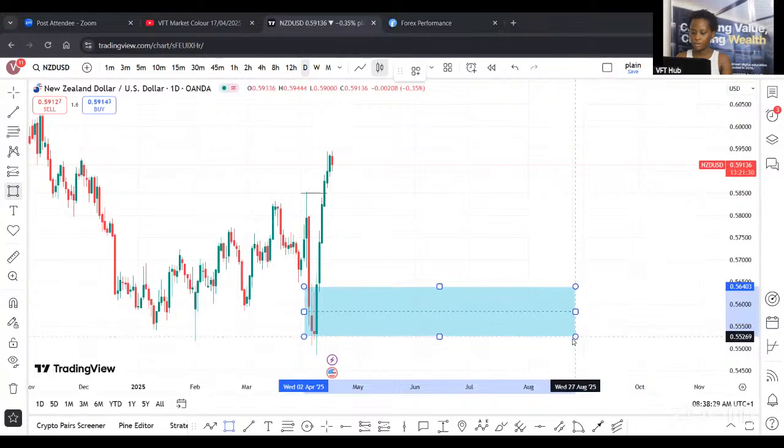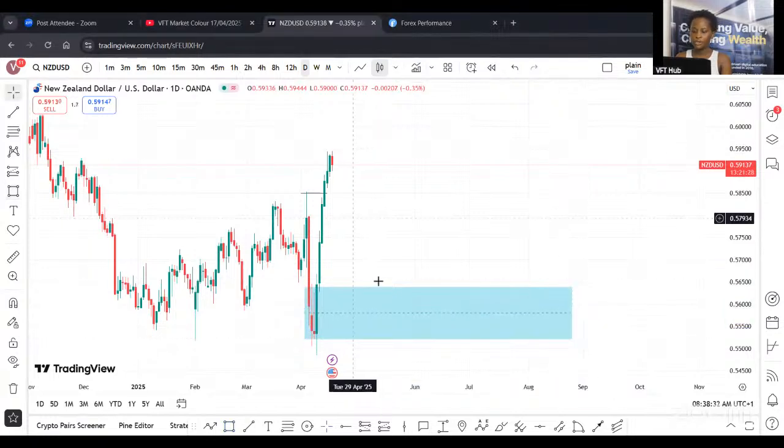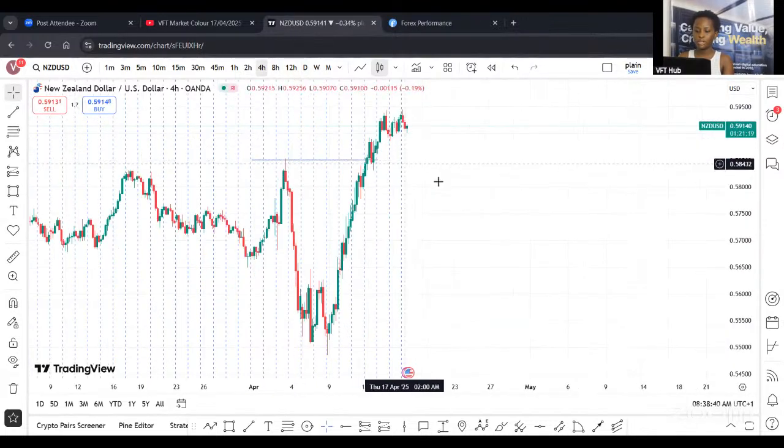Marking out the zone, waiting to see if price is going to retrace back to test this particular zone before it continues to buy. But this is the daily time frame. It's going to take a very, very long time. So let us fine tune and go down to lower time frames.